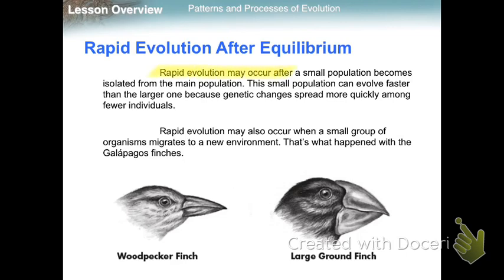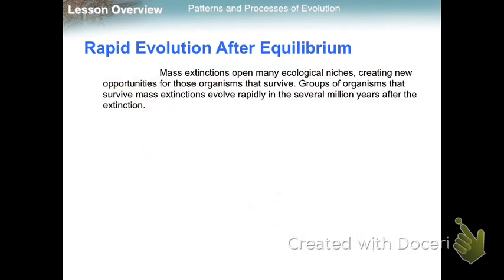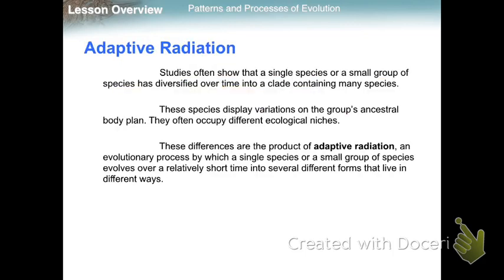Rapid evolution can occur after a small population becomes isolated from the main population. Genetic changes spread more quickly among fewer individuals. We see that with the migration to a new environment with the Galapagos finches as well. Mass extinctions open many ecological niches, so again, it reduces the population, kind of shuffles around the gene pool and directs it in a different way, potentially. Groups of organisms that survive mass extinctions evolve rapidly in the millions of years after the extinction.